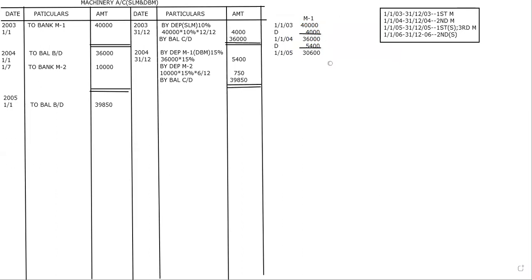Okay, that is done. Similarly we have to do the second machinery also, no? So here I'm doing second machinery, machine number 2. We purchased on 1st July 2004 and the value is how much? 10,000. So depreciation in the first year we calculated how much, ma? 750. So as on 1st July 2005 you're going to get 9,250. We stop here because we have not yet calculated for 2005. So this one also I'm drawing the line.